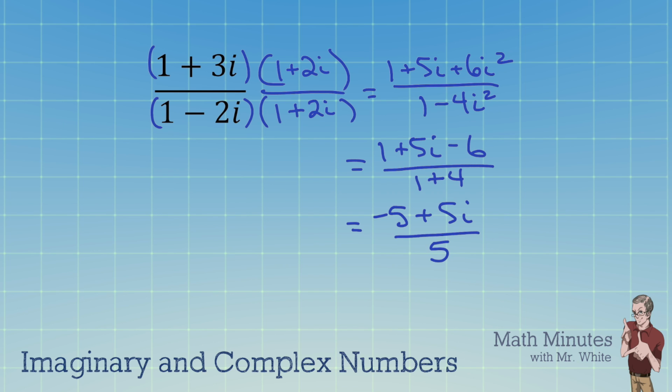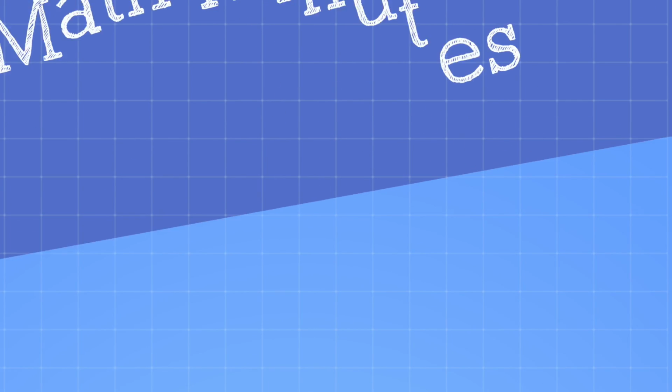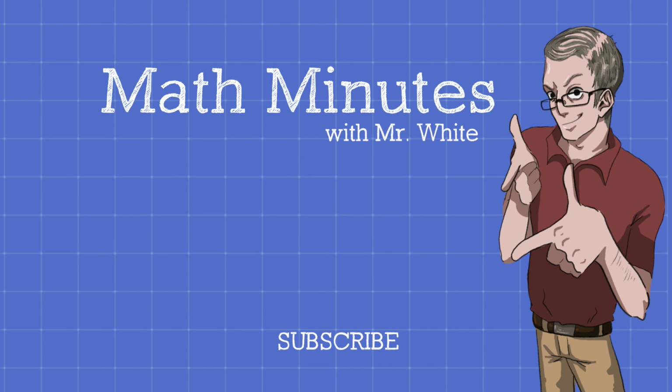Now you might think we just stopped there, but we do want to write it in our a plus bi form, so we split the fraction up. Negative 5 over 5 plus 5i over 5. And then this particular problem really simplifies nicely. Negative 1 plus i. So that would be the complex form of that original division problem. And we divided by rationalizing the denominator, much like you did when you had regular old radicals that were not imaginary in the denominator.